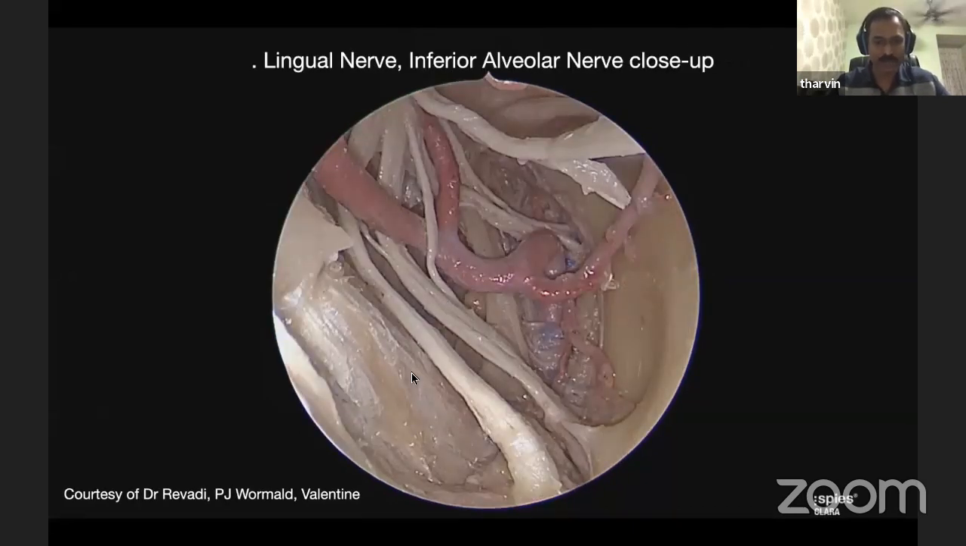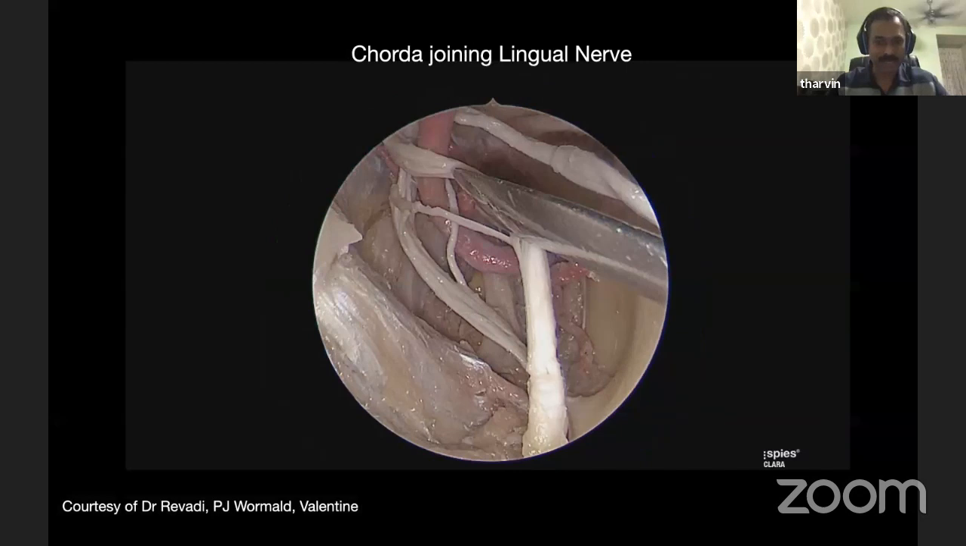As you can see, that's the middle pterygoid. And you will only see this once you remove the lateral aspect of the lateral pterygoid. Otherwise, you will not be able to see the middle pterygoid. And this shows the lingual nerve and inferior alveolar quite nicely. And then if we go a bit closer, you can see how the chorda tympani actually joins the lingual nerve, as it supplies taste to the tongue as well.